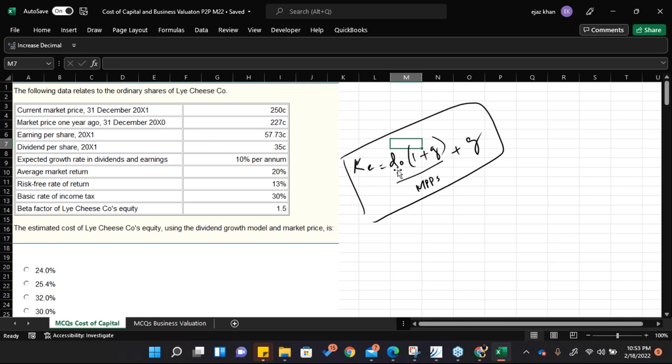So for that, we need current dividend. D naught is the current dividend, the recent dividend paid. So what's the current dividend? Can you just tell me what's the current dividend? It's 31st December 2001. $0.35, right? Yep. It's 35 cents. Okay. What's the growth rate?